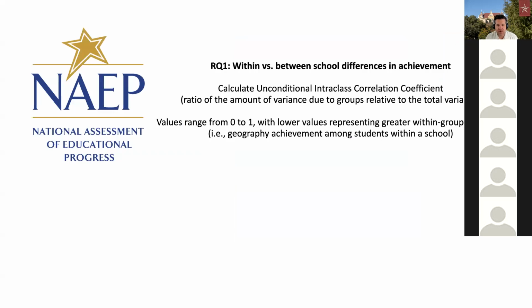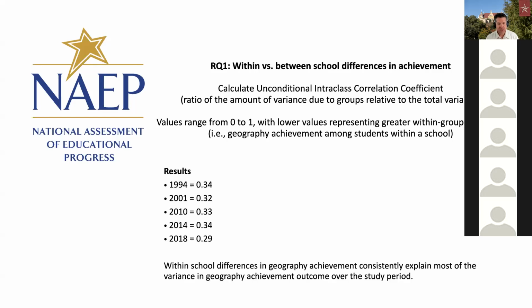And so with regard to our first research question, we're trying to get at the extent to which within and between school differences explain the variation in achievement. Like Rich did in his study, we calculated what's called the unconditional intra-class correlation coefficient, defined there as the ratio of the amount of variance due to groups relative to the total variance. ICC values range from 0 to 1, with lower values representing greater within group variability, i.e. geography achievement among students within a school. And so here are the calculated results.